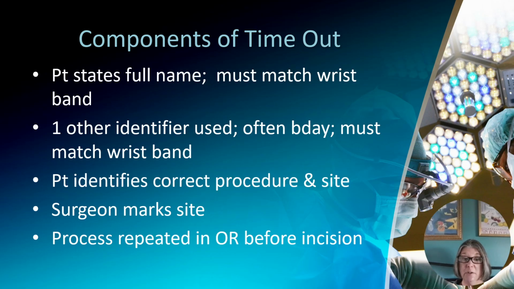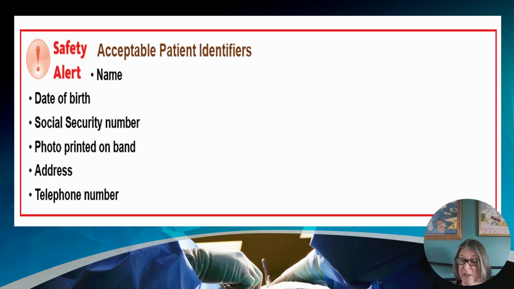Components of the timeout. This can vary from facility to facility, but basically, our patient is going to state their full name. It needs to match what's on the band. We're going to use another identifier. Most of the time, this is going to be a birthday, but you need to make sure that that's correct. The year is correct, day, etc. Correct procedure and site. We're going to mark that site. And then, like we've said a billion times now, this is repeated again in the OR.